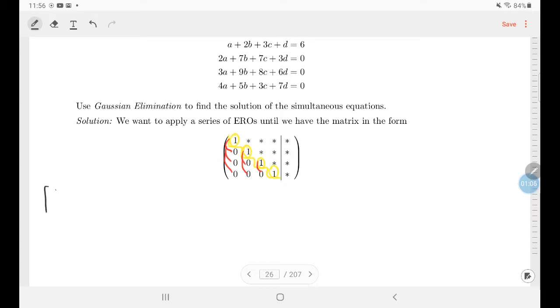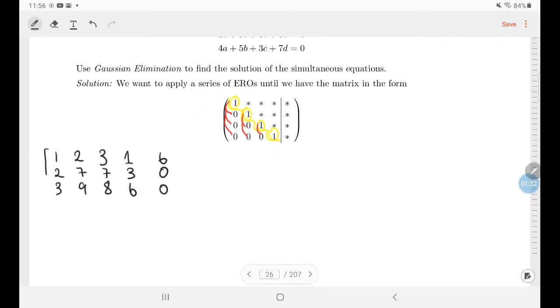So I have 1a, 2b, 3c, 1d equal to 6, 2a, 7b, 7c, 3d equal to 0, 3a, 9b, 8c, 6d equal to 0, and finally 4a, 5b, 3c, 7d equal to 0.